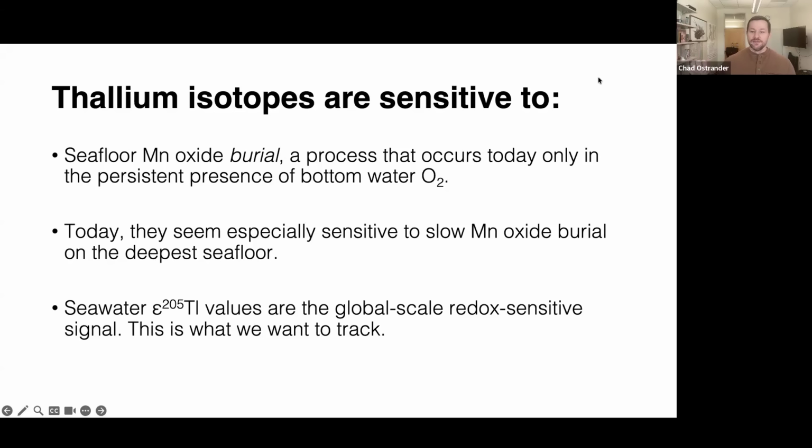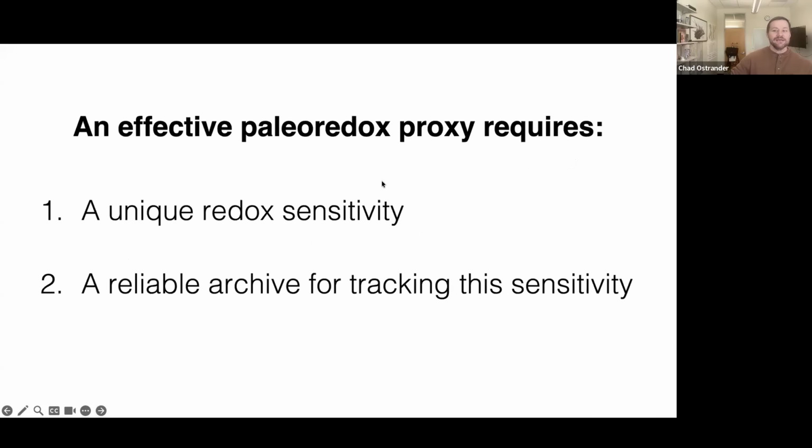The seawater value is dictated by the globally widespread distribution of manganese oxides. That's the signal that we want to track. That's the same case for molybdenum and uranium isotopes. For those tools, the general premise is the same. You want to reconstruct a seawater isotope composition and make some mass balance arguments tied to redox. So now we'll talk a little bit about the archive for tracking this sensitivity.